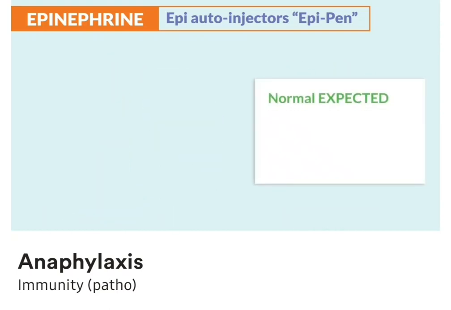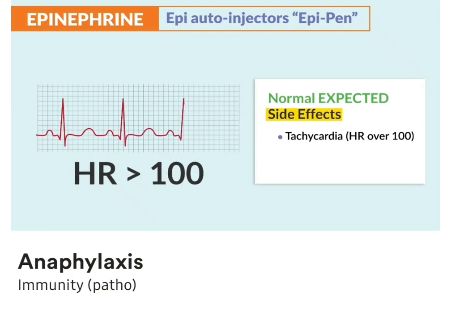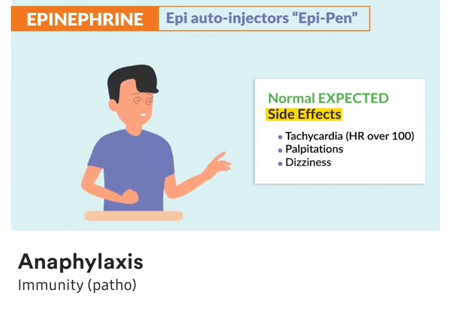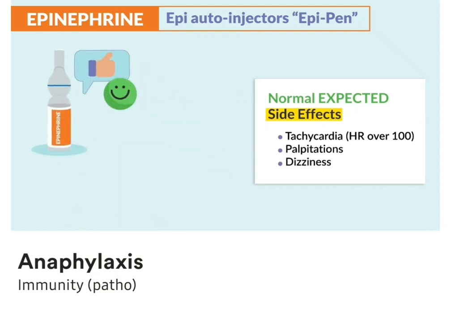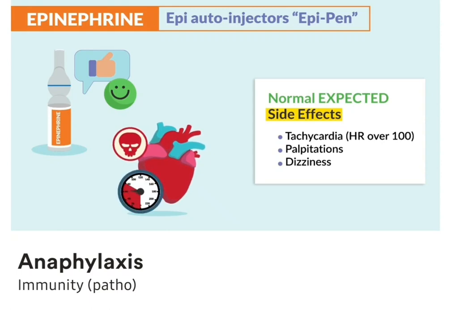And speaking of normal expected side effects to know after giving this medication, tachycardia, that heart rate over 100, palpitations, and dizziness. Again, these side effects means that Epi is doing its job to prevent that shock, or basically that death from low blood pressure.